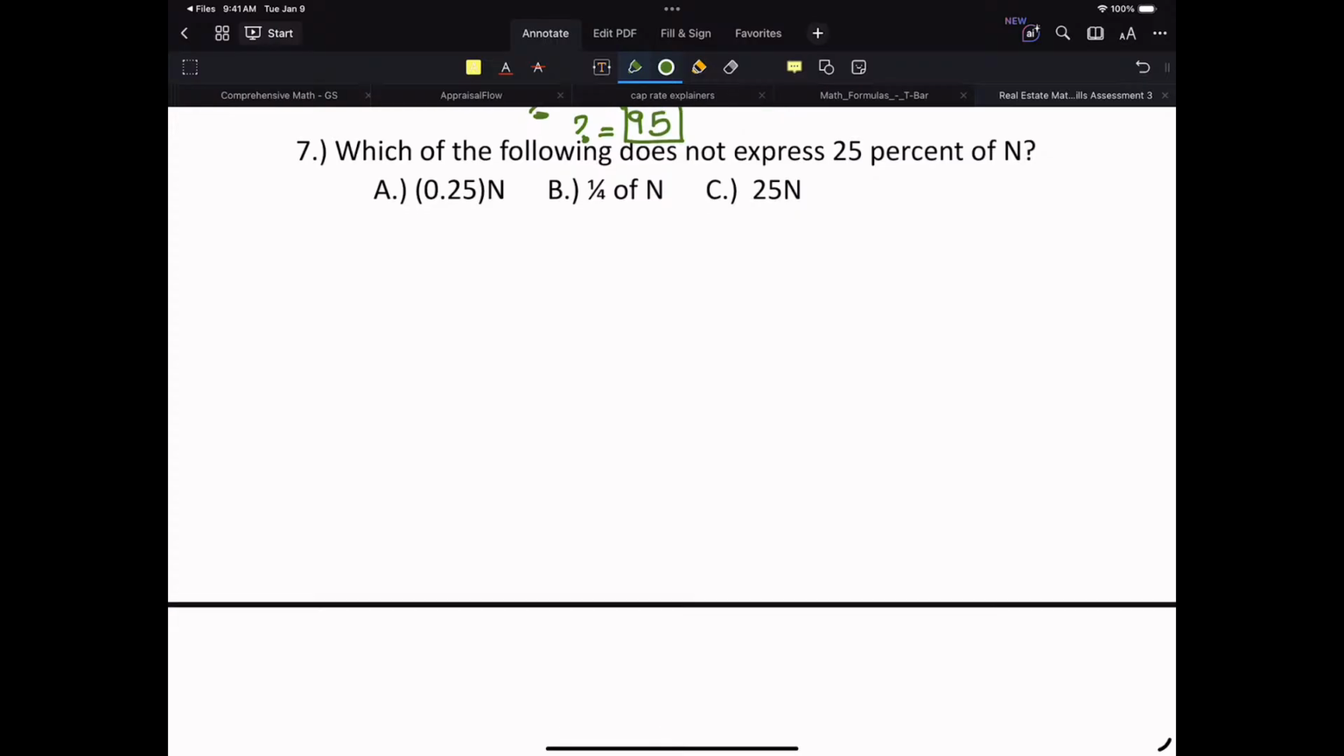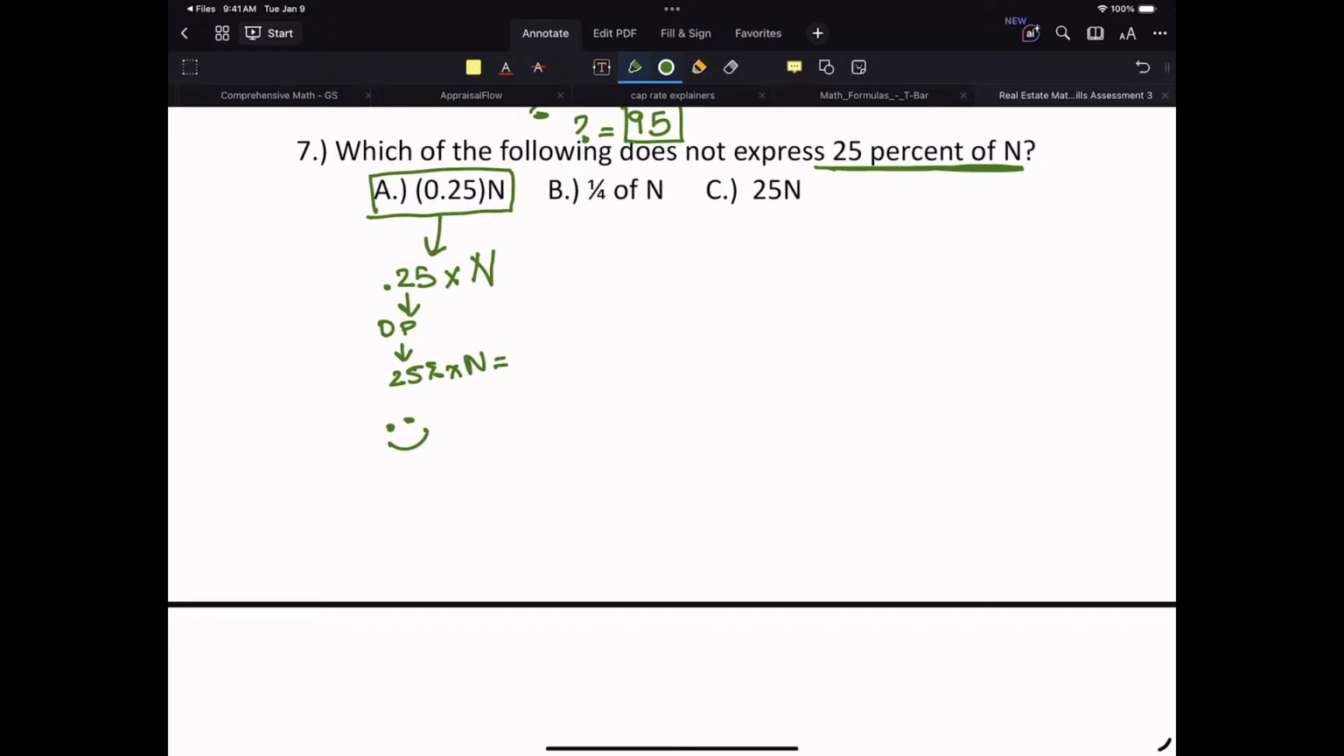All right, let's do number 7. Which of the following does not express 25% of n? Well, let's see what we got. Got 3 options. For option A, this is basically saying take 0.25 and multiply it by n. And guess what, guys? 0.25 is 25%. So if you want to find 25% of n, yeah, this is good. This is 25% of n.